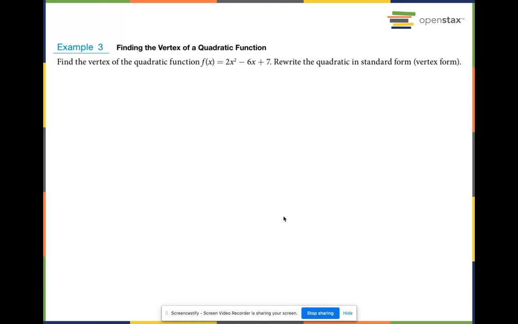All right, so here they're giving us a general form, and they're asking us to go the other way. We just went from a standard form to a general form by just multiplying things out. And now they want us to go from this equation, the general form, to a standard form. So let's do it.